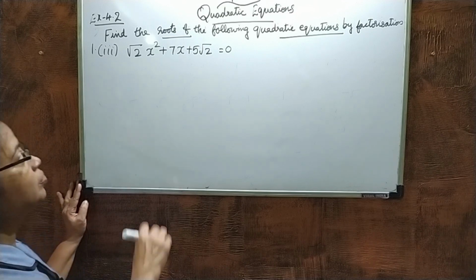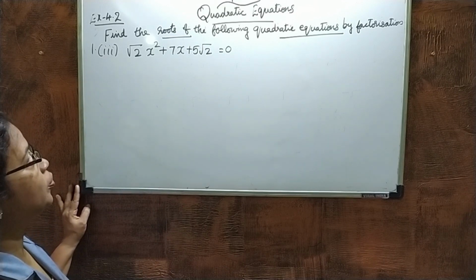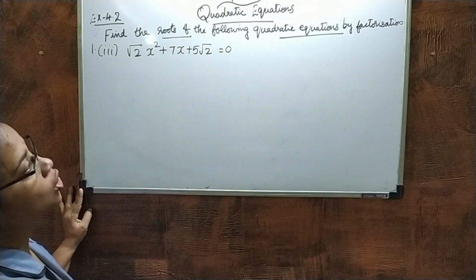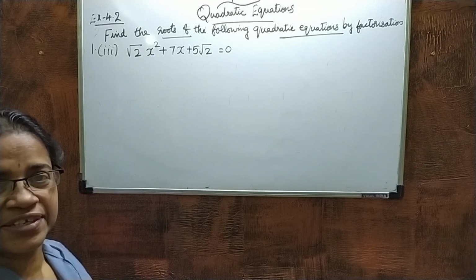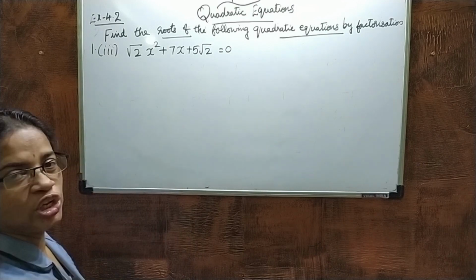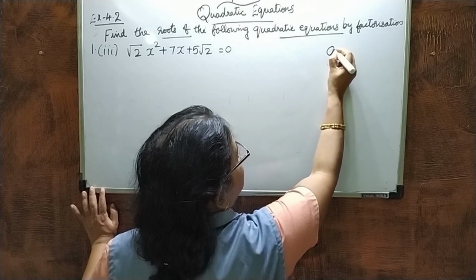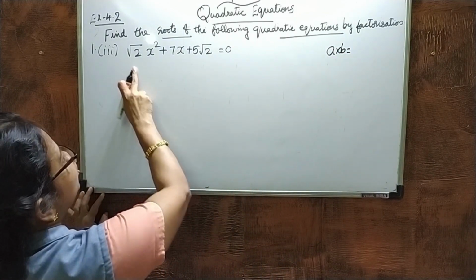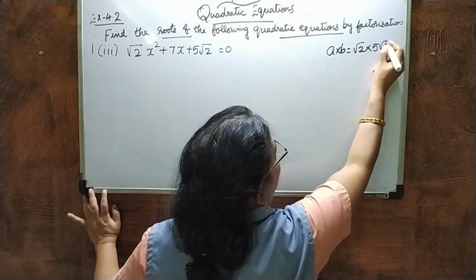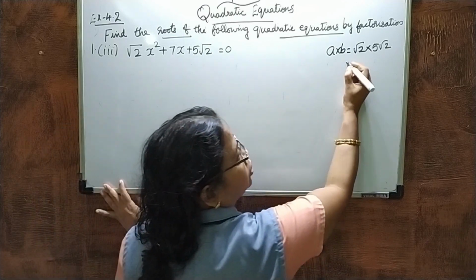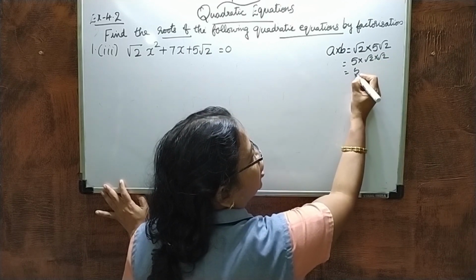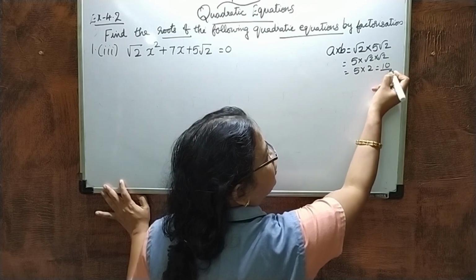Clear? This is a question from the textbook, Exercise 4.2, first one, third problem. Okay, so you have to find the roots using factorization. Factorization or splitting the middle term, both are the same. So you have to find a into b and a plus b. What is a into b? A into b is equal to root 2 into 5 root 2. What will you get as the answer? Root 2 into 5 root 2 means 5 into root 2 into root 2. What is that? 5 into 2, you will get the answer 10.